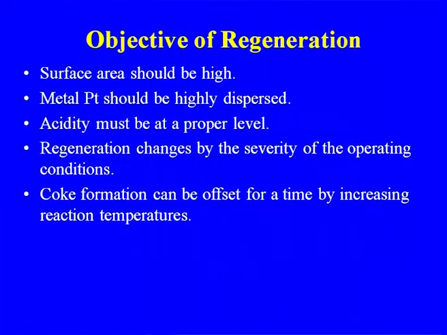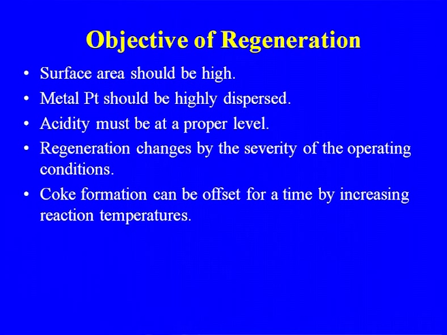The objective of the regeneration is that the surface area should be high, because that is the basic requirement in the case of catalytic reforming or any catalyst. The fine coke that may deposit on the surface reduces the surface area, and it will also poison the catalyst. Metal, platinum, should be highly dispersed, and acidity must be at a proper level. Regeneration changes with the severity of the operating condition.